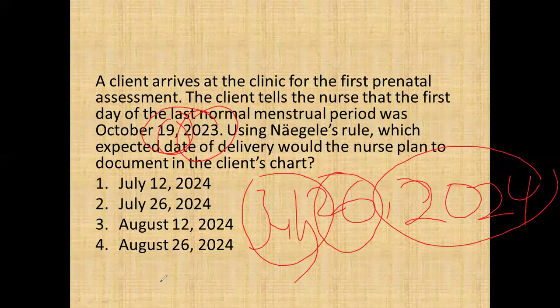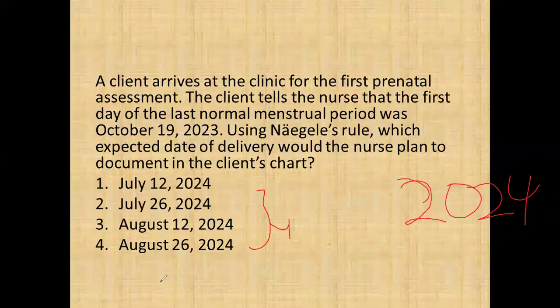When you count 9 months forward, we don't add the year again, because automatically it either sends you to the next year or gives you the correct year. When you are counting 9 months, we don't add the year. So the month was October. You count 9 months from October and you arrive at July. So you get July 26, 2024. That is how to determine the estimated date of delivery.